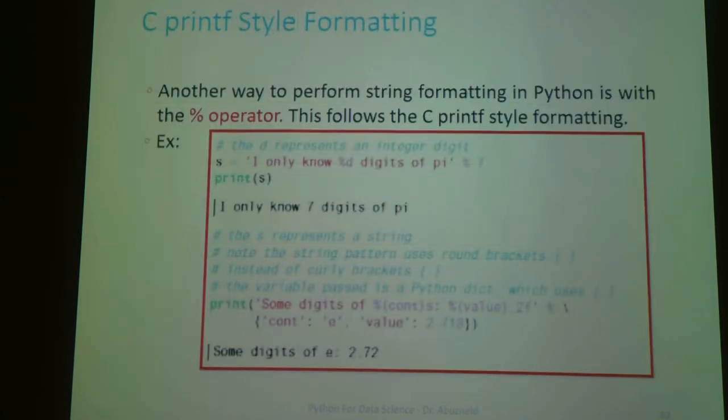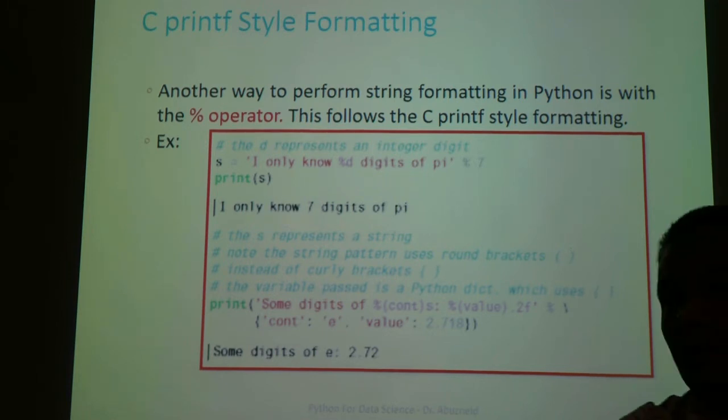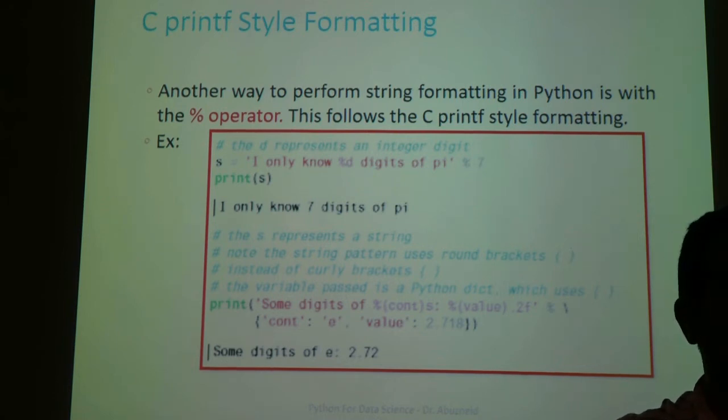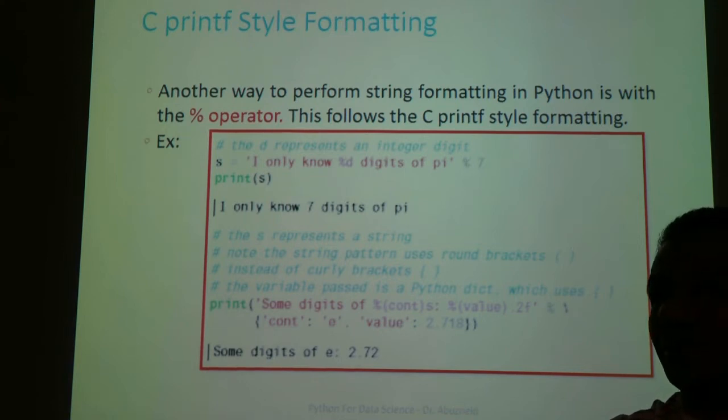Then there's also the C print. Has anybody programmed in C before? Not C++, C. Anybody else? Okay. The first programming language I learned was BASIC. Then I learned Fortran, then Pascal, then C, then C++, then C#, then Python. That's the flow. If you ask me which one I loved the most, can anybody guess?